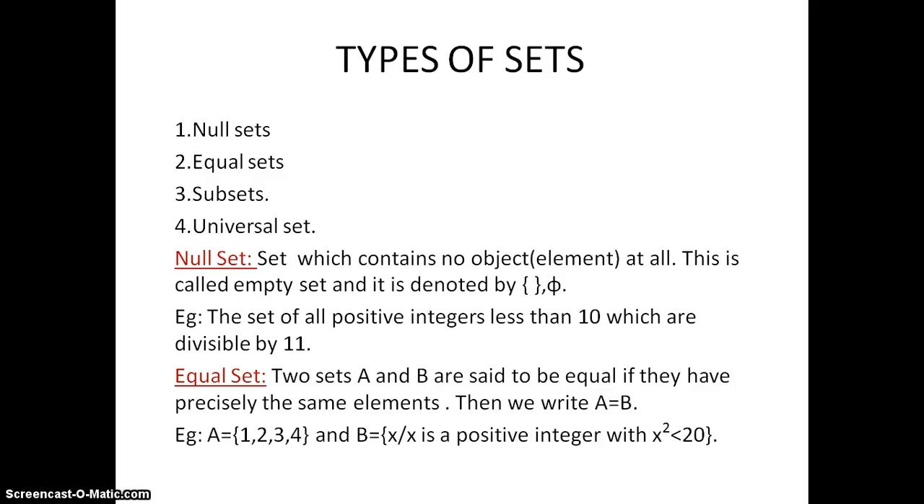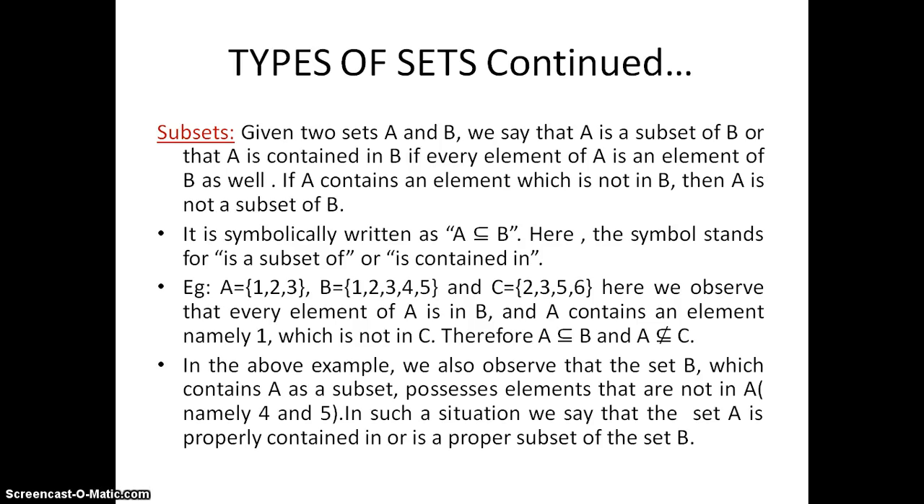For example, consider set A equal to {1, 2, 3, 4} and set B equal to {x such that x is a positive integer with x squared less than 20}. The answer for both is one and the same. Set A has the elements 1, 2, 3, 4, and the positive integers whose squares are less than 20 form the same set B. So set B is equal to set A, or set A is equal to set B. Moving on to the next type of set, that is subsets.